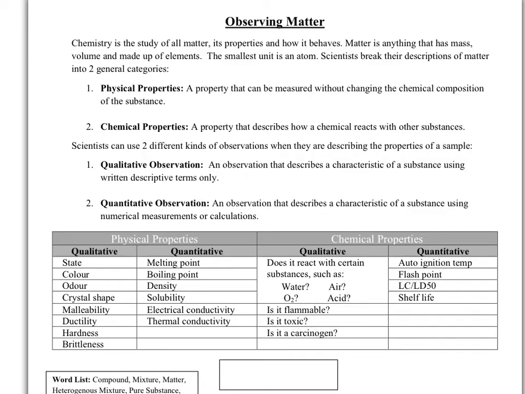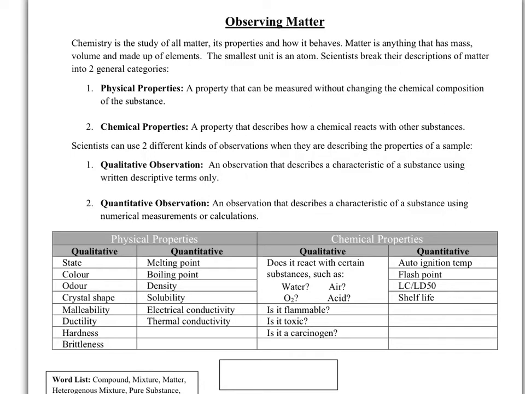When observing a chemical property, we describe how a chemical reacts with another substance. After we take that observation, the original substance we were observing is no longer around. For example, if I observe that lithium reacts with water in a chemical reaction, I won't have any lithium left over after I make my observation.